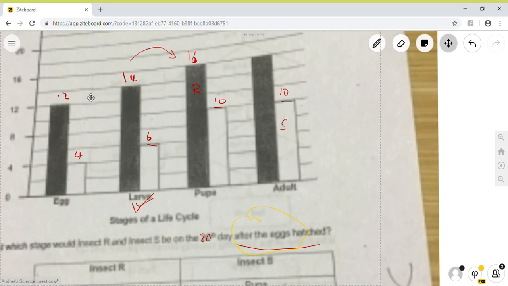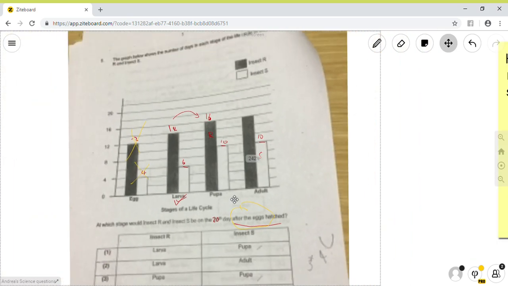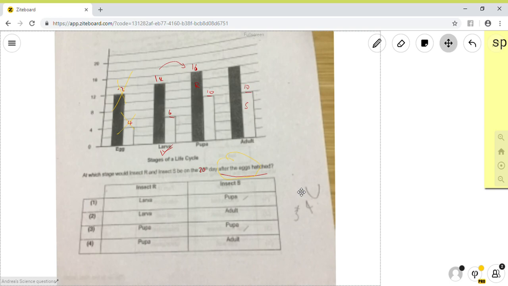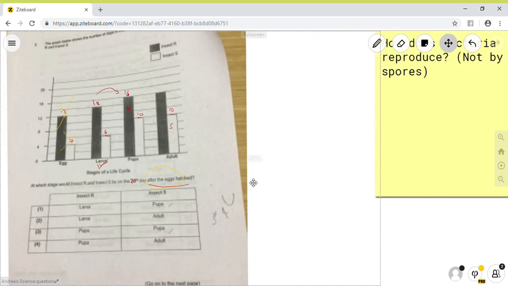After the eggs, that means we don't count the numbers here. We don't care about them being an egg, right? We want to start after the eggs hatch. That means you start from the larva, after the egg. Correct. Start from the larva stage. Okay, next.